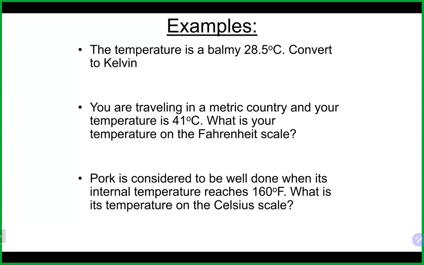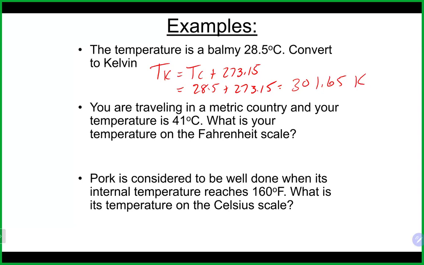Celsius to Kelvin. So again, to do that conversion, our temperature in Kelvin is going to equal our temperature in Celsius plus 273.15. So putting in our numbers here, 28.5 plus 273.15. That is going to get us about 301.65 Kelvin. Again, here we do not use the degree symbol.